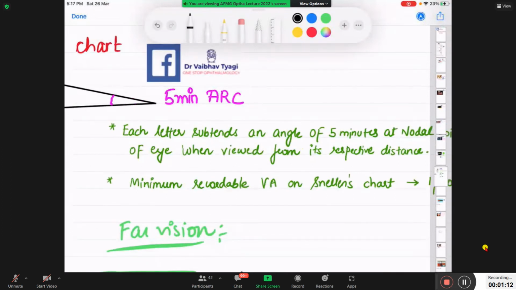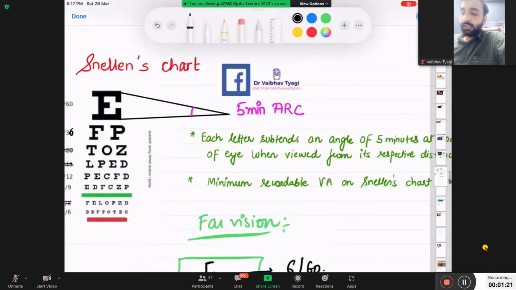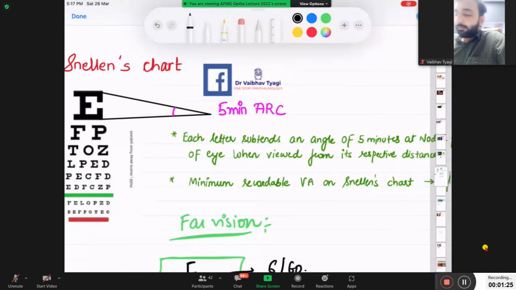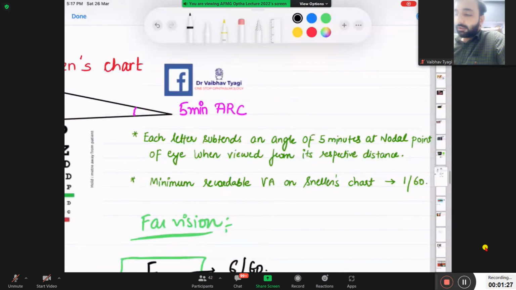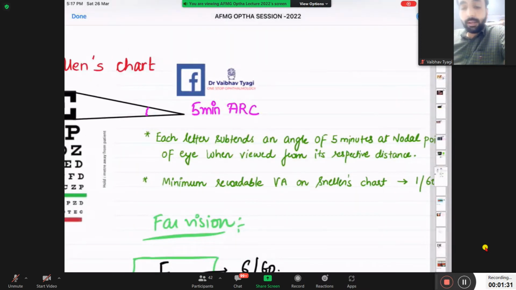Now write down the principle behind this Snellen's chart. Each letter in the Snellen's chart subtends an angle of 5 minutes at the nodal point of the eye when it is viewed from its respective distance.